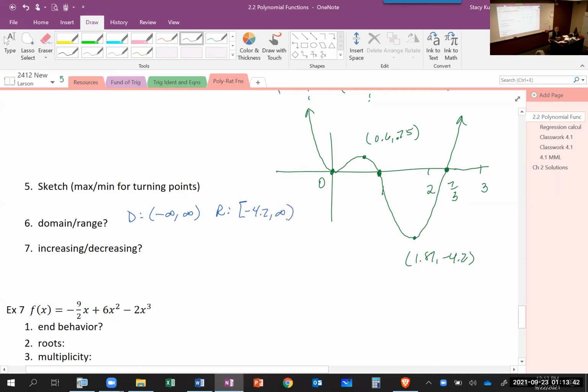Parentheses, right? You remember the difference between brackets and parentheses for domains and ranges? Do y'all remember that? Brackets are for inclusion, parentheses are not.